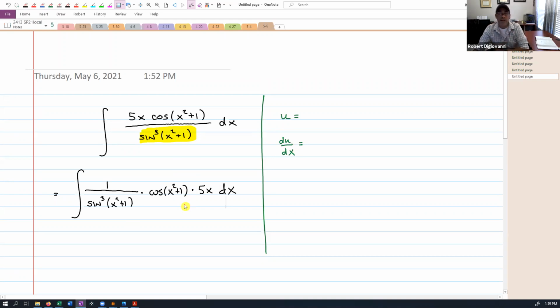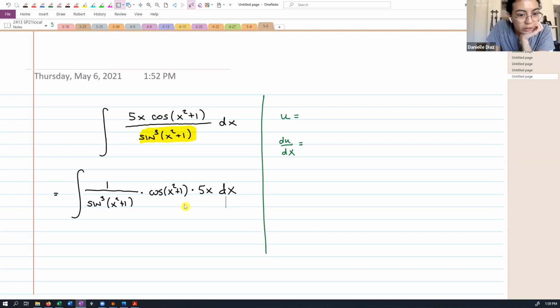So let's try something else. Sine cubed was too much, right? So what can we try instead? Can we separate the sines into 3 different sines? You could, and then have a singular sine be something for the cosine.